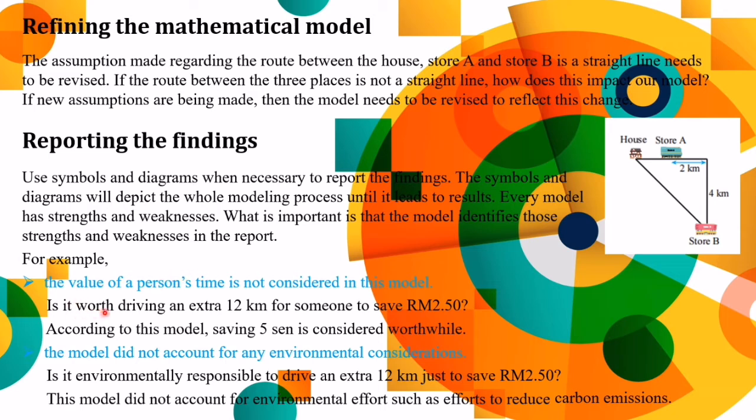If you were driving an extra 12 km just to save 2 ringgit 50 cents, according to this model, 75 cents is considered worthwhile. And the second one, the model also did not account for any environmental consideration. Is it environmentally responsible to drive an extra 12 km just to save 2 ringgit 50 cents? This model did not account for environmental efforts such as efforts to reduce carbon emissions.